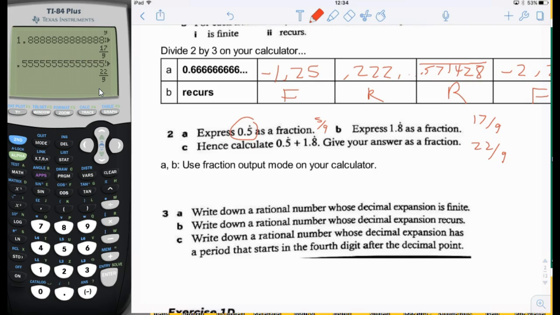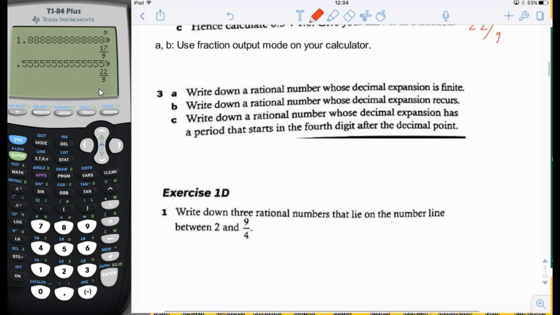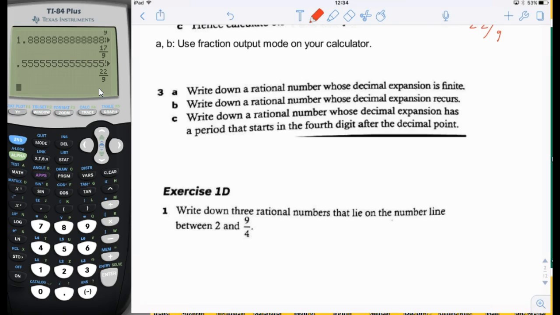Okay? Alright, number 3. Write down a rational number whose decimal expansion is finite. Okay, so for example, 2.5, right? Write down a rational number whose decimal expansion recurs. So we could put 2.5 repeating forever.